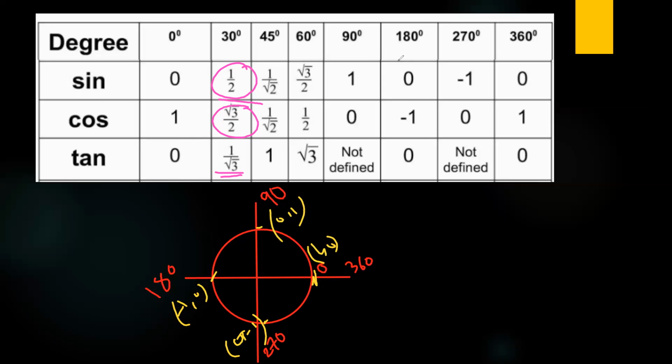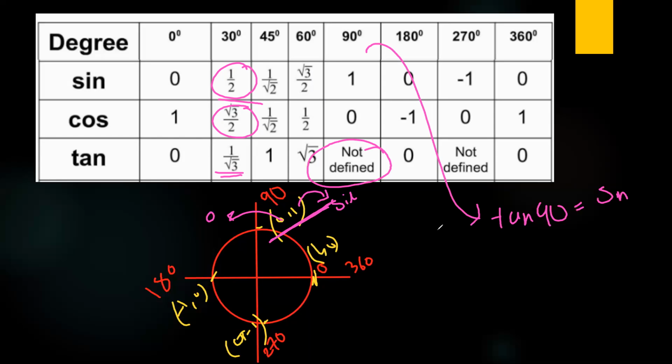And also we talked about 90, which we found its sine and cosine today. Its cosine is 0 and its sine is 1. Now, for the tan of 90, it's not defined. Why? Because to find tan, you have to say it is sine 90 over cosine 90, which is 1 over 0. And as we know in math, 1 over 0 is undefined. So tan of 90 will be not defined.